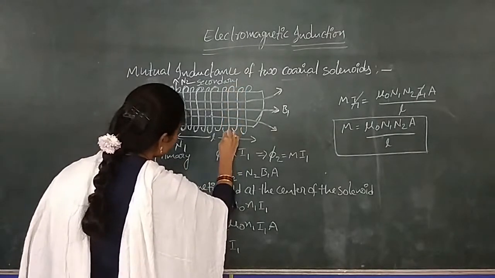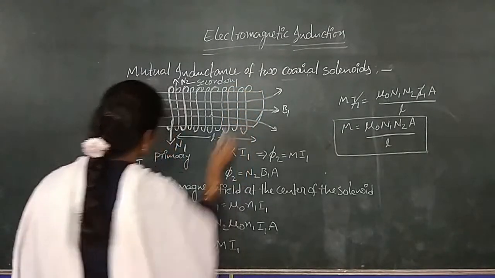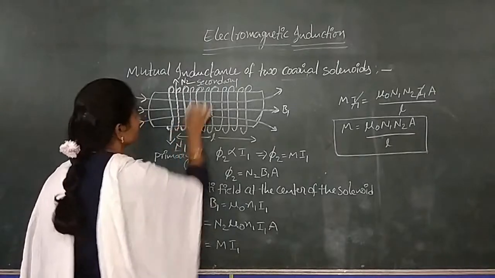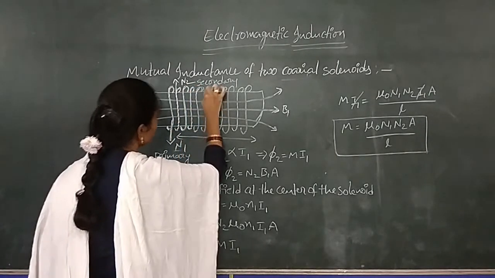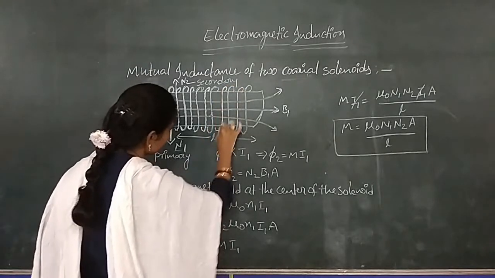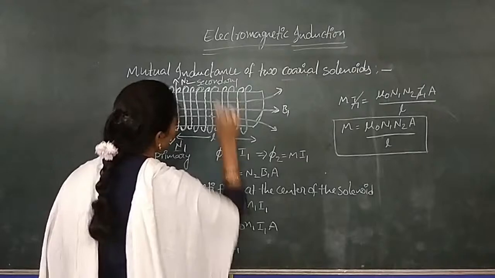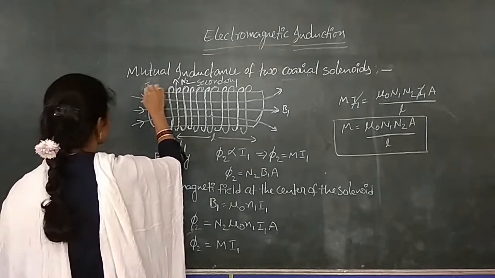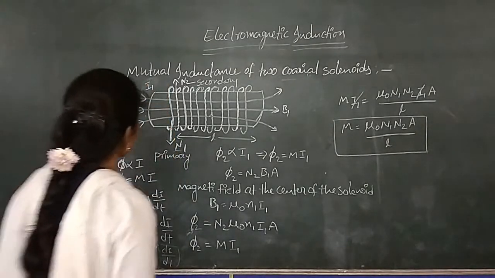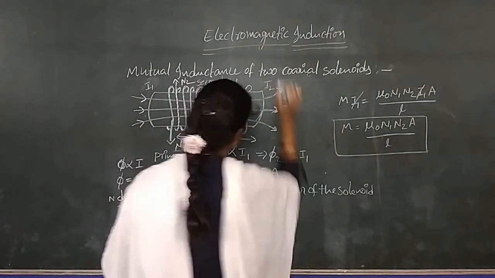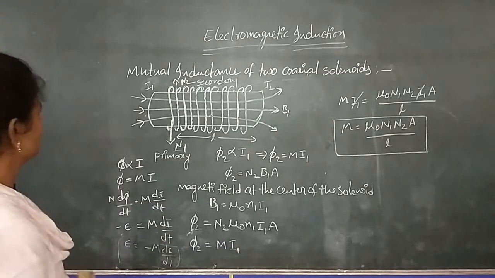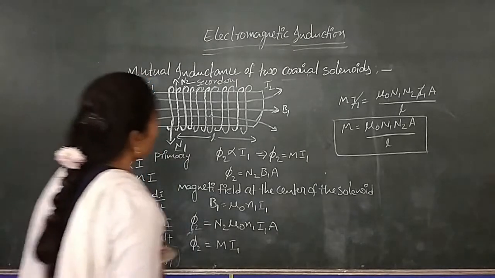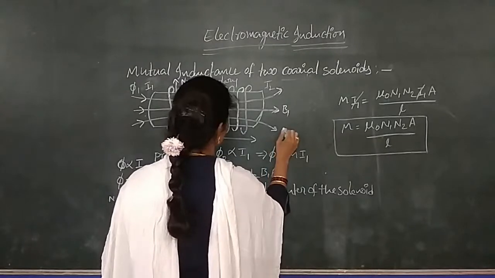The primary coil contains N1 number of turns. Next, this is the secondary coil. It contains N2 number of turns. The current passing through coil 1 is I1, and through the second coil is I2. The flux passing through coil 1 is phi1, and the flux passing through coil 2 is phi2.